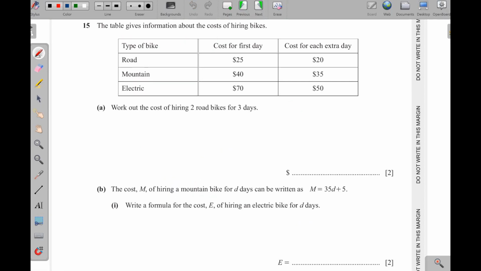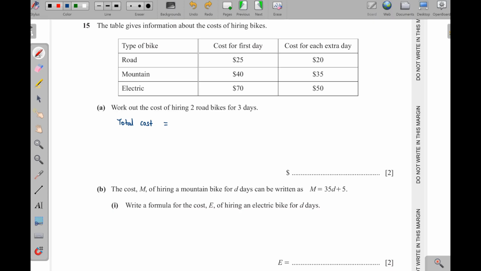Question 15. The table gives information about the costs of hiring bikes. On the road bike, the cost for the first day is $25, then the extra day is $20. On the mountain bike, 40, then 35. Electric is 70, and then 50. So the type of bike can be electric, a mountain bike, or a road bike. Part A, work out the cost of hiring 2 road bikes for 3 days. So the total cost here is going to be 2 road bikes, right?